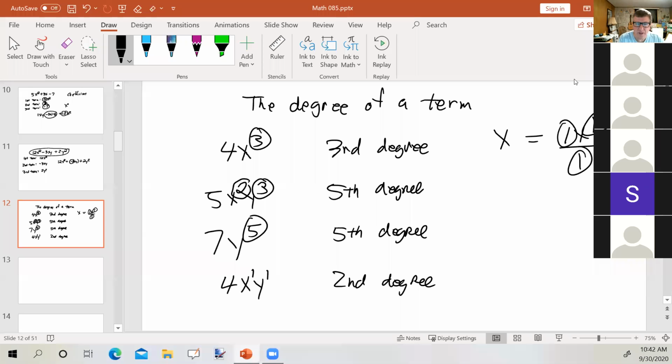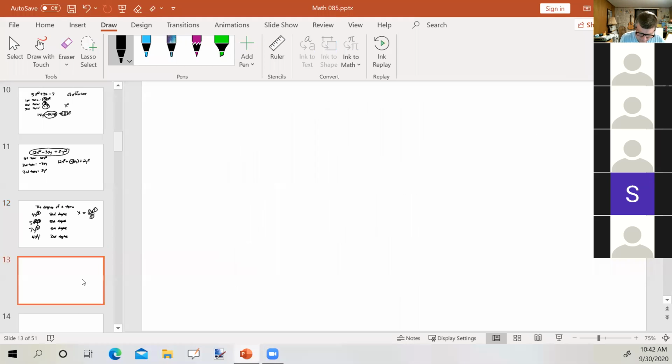I have one. Yes. So say that it's like 4xy to the 2nd. Would there be 3? Yes. That would be a 3rd degree term, because you've got a 1 on the x plus the 2 on the y. You betcha. All right. Any other questions before we go on? Okay.